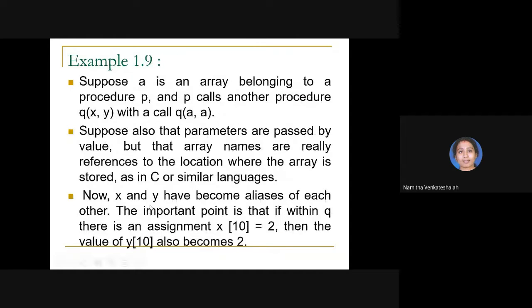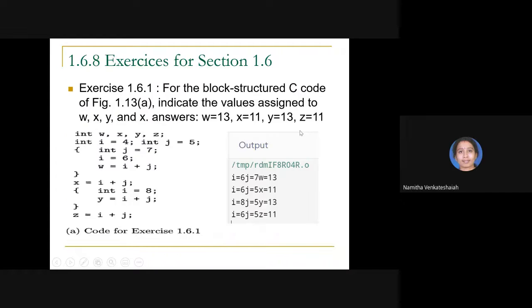We just took this example. If q is a function, and there is a call to the function q of a comma a, then both x is referring to a and y is also referring to a, and that is nothing but aliasing. So now we are into the exercise of section 1.6. These exercises are related to the concepts we learned.